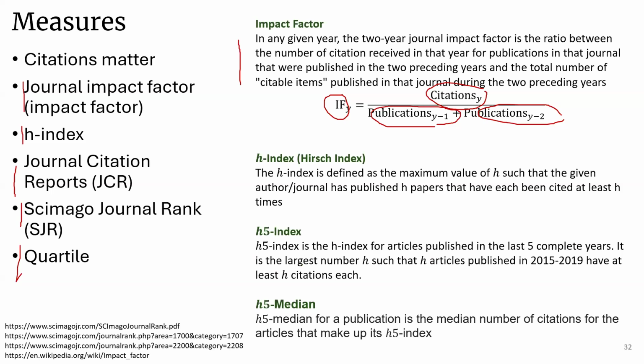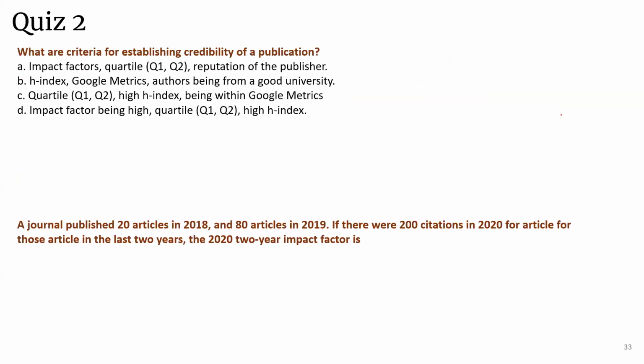H5 median is also there, so we will not talk about it. So here is a quick question. What are criteria for establishing credibility of your publication? Impact factor, quartile Q1, Q2, reputation of the publisher. Let's carefully think about this.